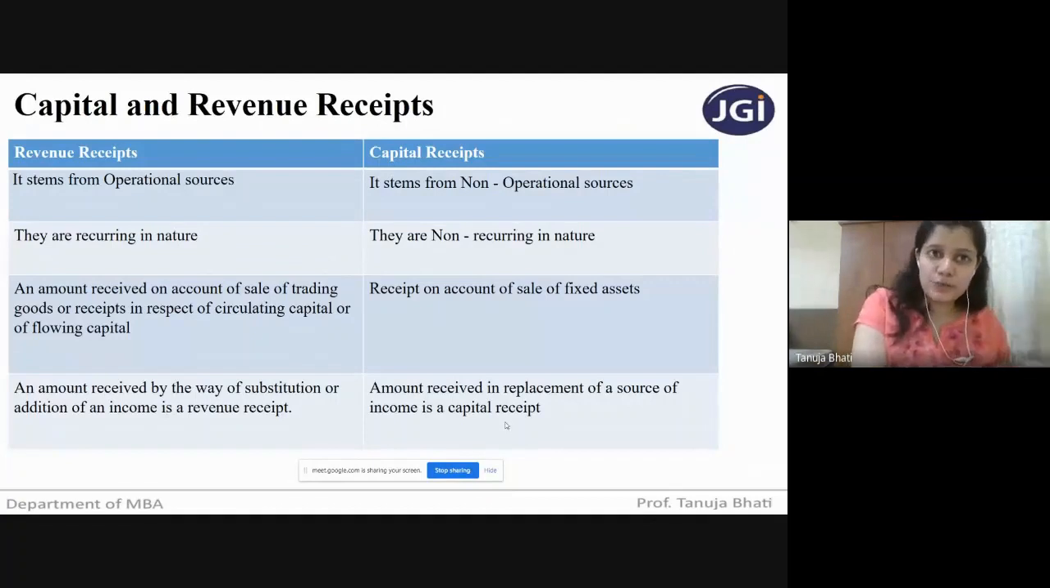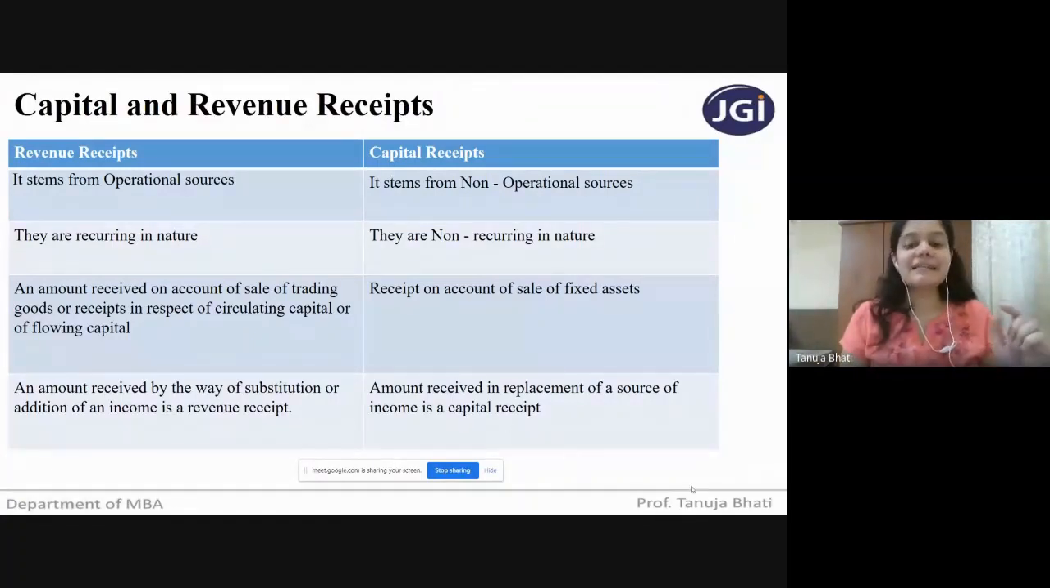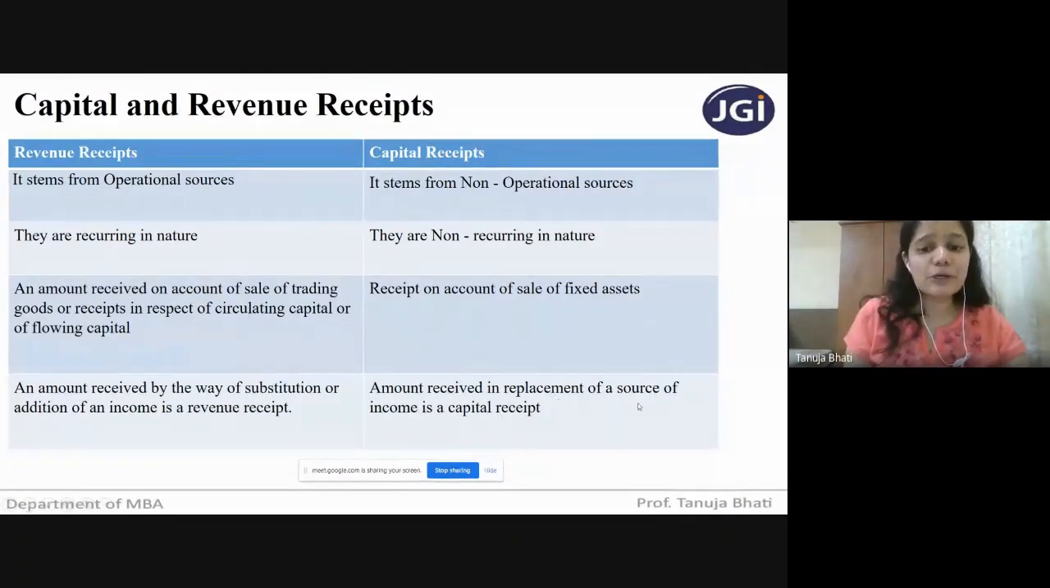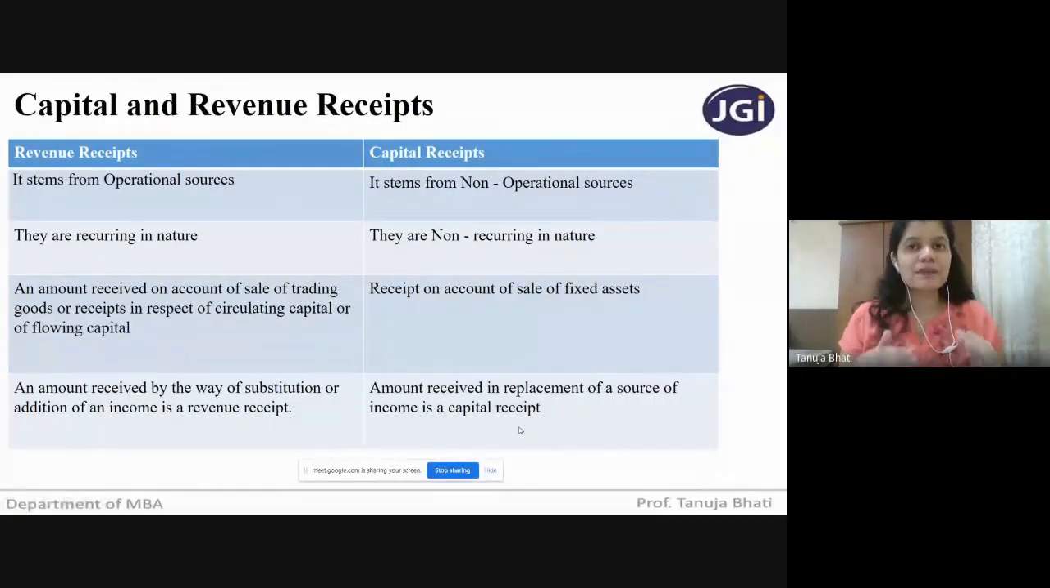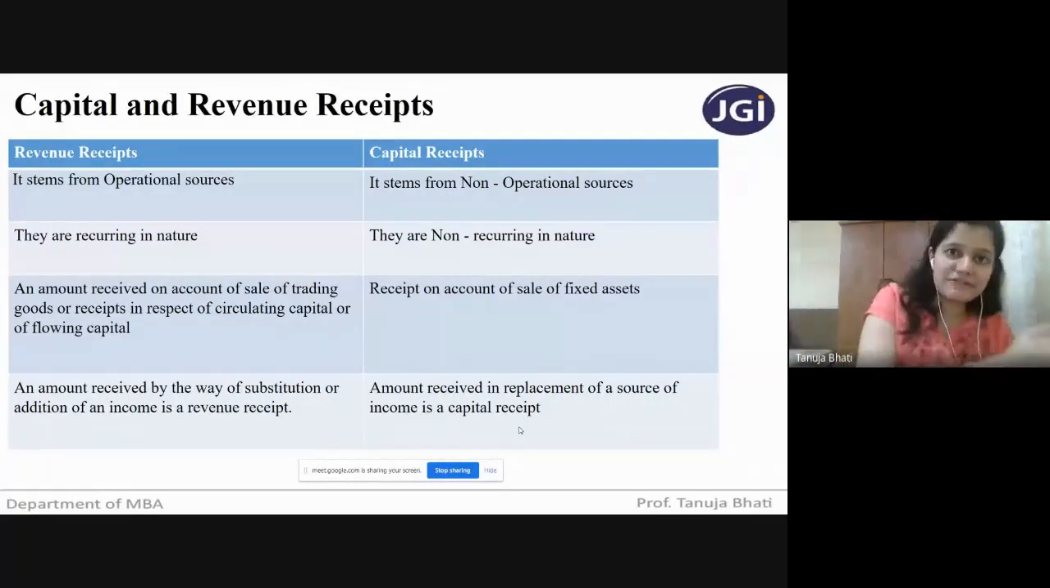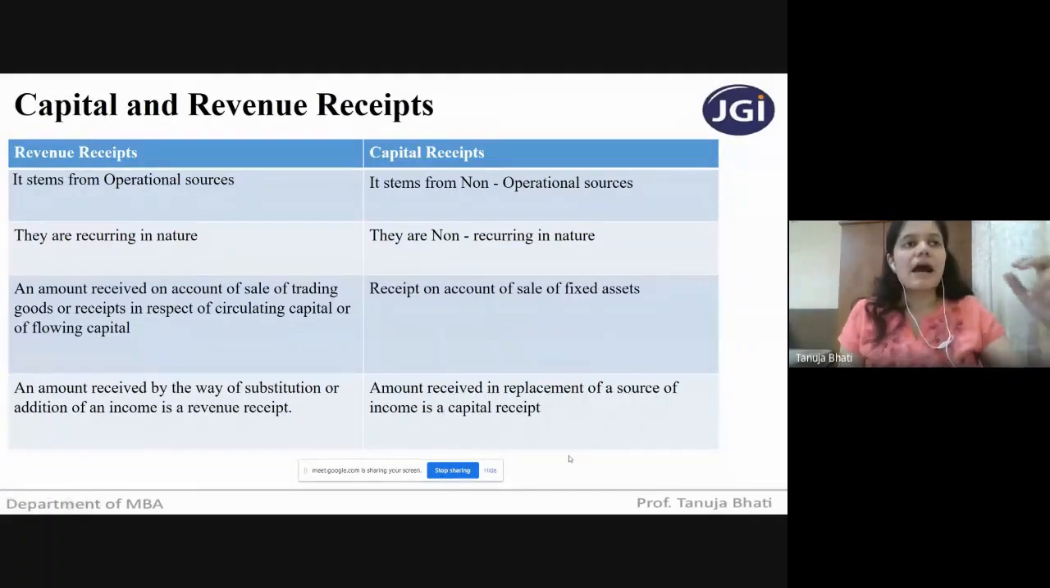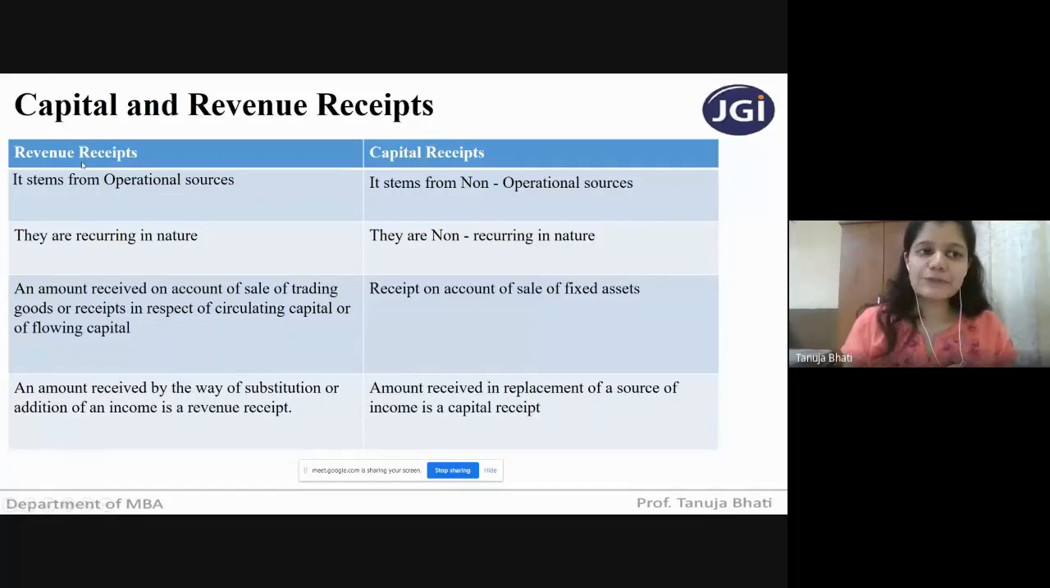So whatever compensation Jain College will be receiving from me, it is a capital receipt for Jain College, not a revenue receipt, because it is a replacement of a source of income. Because tomorrow, when I'm not working, they will have to appoint someone else. So I'm terminating my services. For termination of services, whatever income is received by the college is going to be a capital receipt for the college. So have you all understood the difference between revenue receipts and capital receipts?